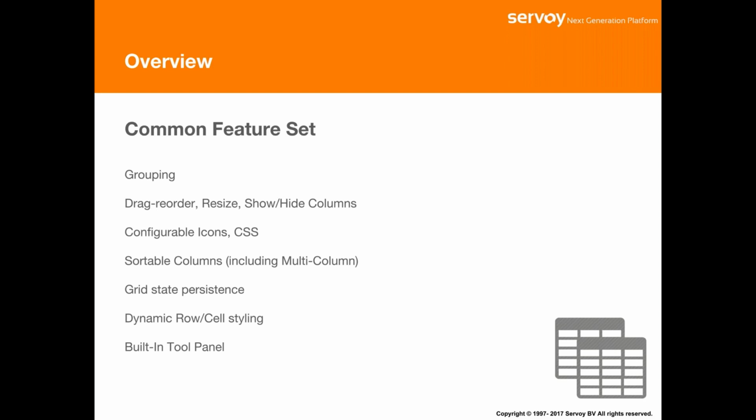So let's say I was looking at a list of products, and for discontinued products, I wanted to show the background as gray or something like that. That's perfectly easy to do using a dynamic row or cell style class. And as I showed you, there's a built-in tool panel, so the user can drag to group or turn columns on or off.